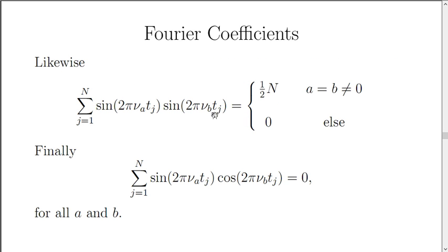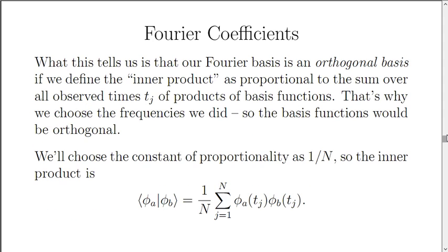Likewise, the sum of the product of sine functions is going to be 1/2 of the number of data points if they're the same frequency but not 0, and it's going to be 0 if they're different frequencies. And finally, the sum over all times of the sine at one frequency times the cosine at any other frequency, even if they're the same frequency, is going to be 0. Well, this tells us that our Fourier basis is an orthogonal basis, meaning that any two basis functions that are different are orthogonal to each other. They have an inner product of 0.